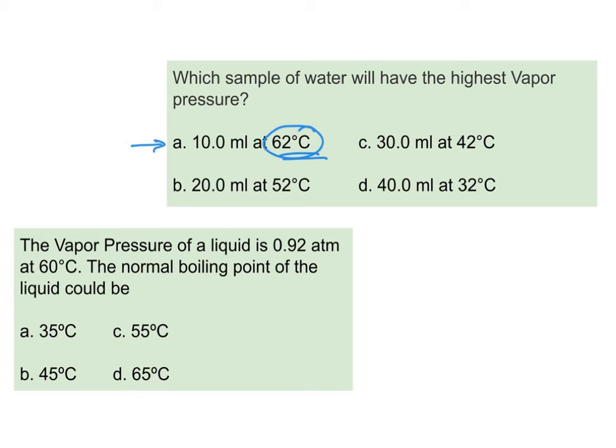Okay, this question over here. The vapor pressure of a liquid is 0.92 atmospheres at 60 degrees Celsius. The normal boiling point of that liquid could be, well, it should be anything above 60, because at 60 it is almost standard atmospheric pressure. So give it a little bit more temperature and it will reach the standard pressure of 1 atmosphere.